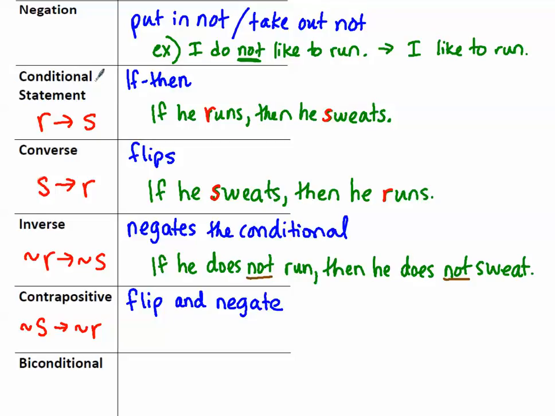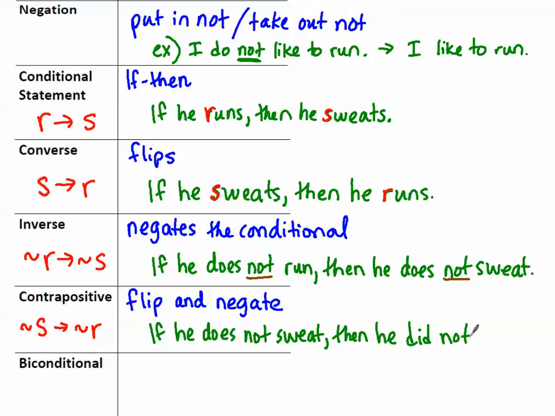So the conditional statement, we think of first flipping it around. So maybe we think of the converse. Look at how we wrote the converse. The S comes first, the sweats. So if he does not sweat, then he did not run. Sometimes you have to change the tense of the words to make it make sense.